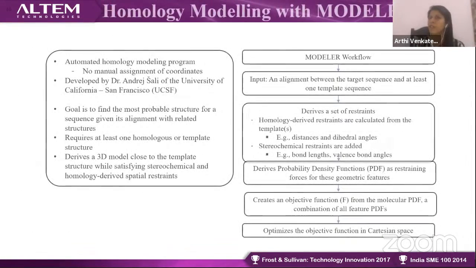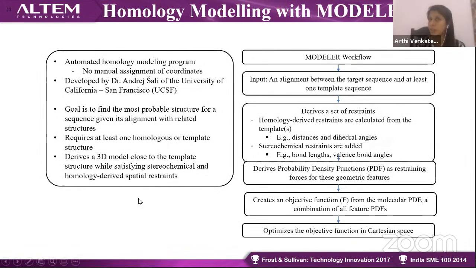So, homology modeling with Modeler. I'm just explaining the algorithm which is present in Modeler. Say for example, you will be having an automated homology modeling program, and here you need not do the manual assignment of coordinates. It has been developed by Dr. Andrej Šali of the University of California, and the main aim of Modeler is to predict the probable structure.